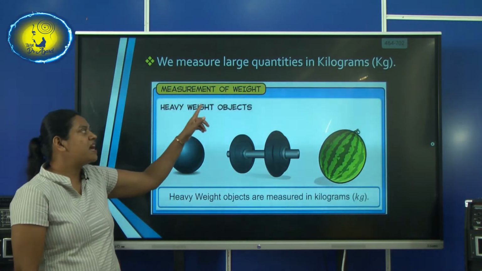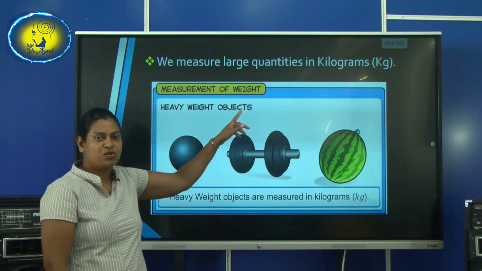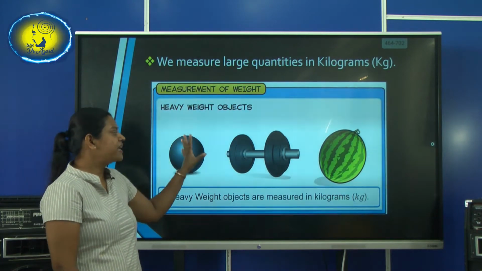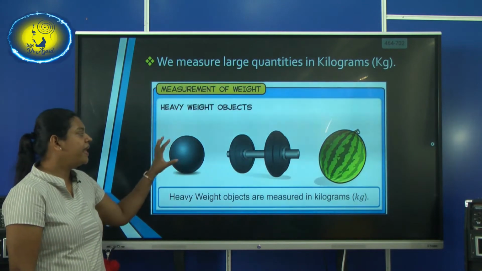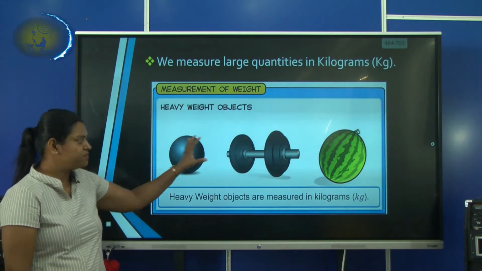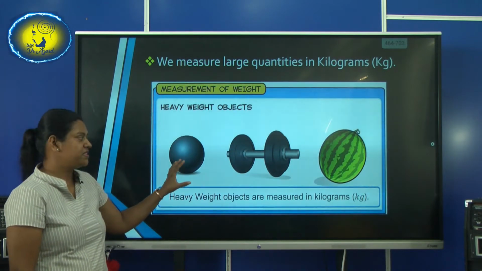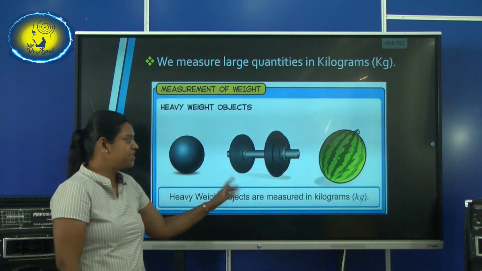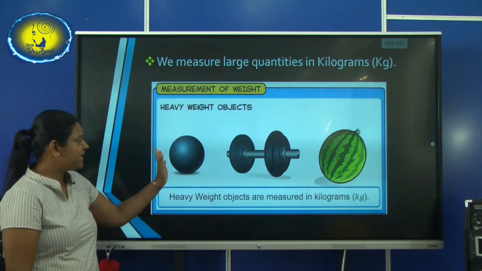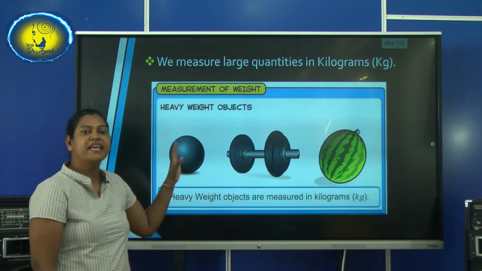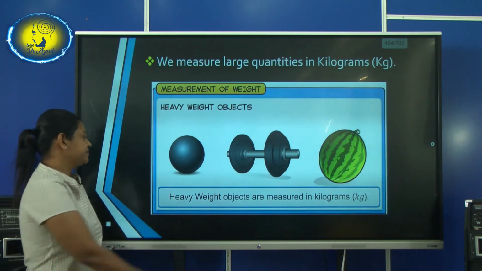We measure large quantities in kilograms. Look at this picture. These objects are heavy weights. So, we can measure these heavy weights in kilograms.